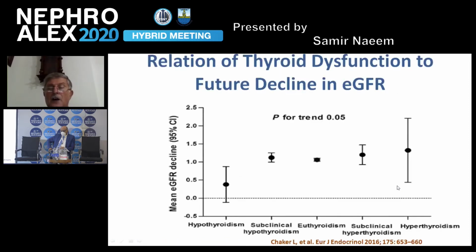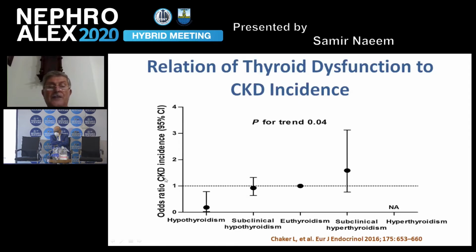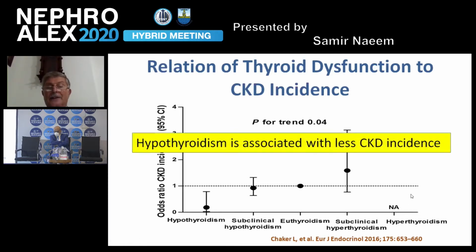But what about patients with true thyroid dysfunction, with either hypo or hyperthyroidism? I'm going back to the Rotterdam study, and they did show, strange enough, that in patients with hypothyroidism, the rate of decline of GFR is less than in patients with hyper. So it seems that having hyper is bad for having future kidney disease. And they showed the same: the odds for chronic kidney disease incidence was lower in patients with hypo in comparison to patients with hyper. And so the statement was that hypothyroidism is associated with less chronic kidney disease incidence.